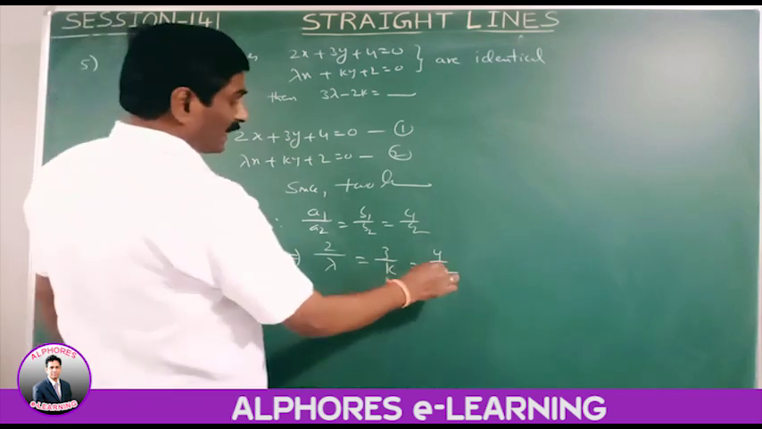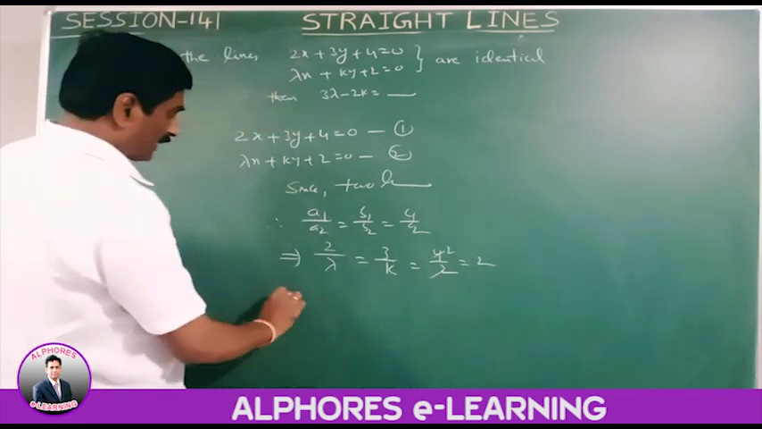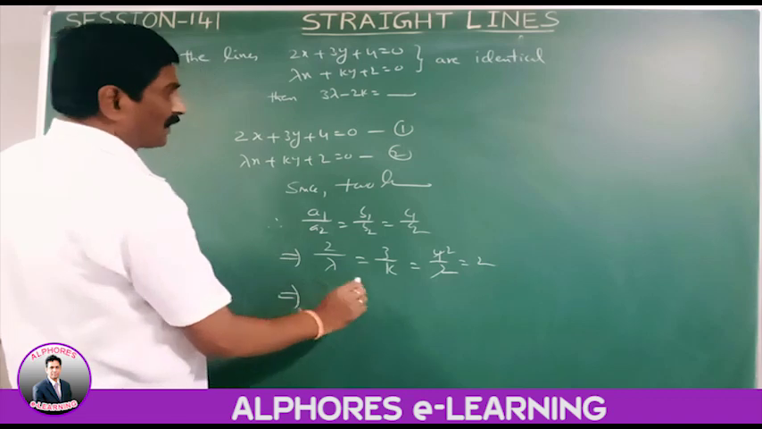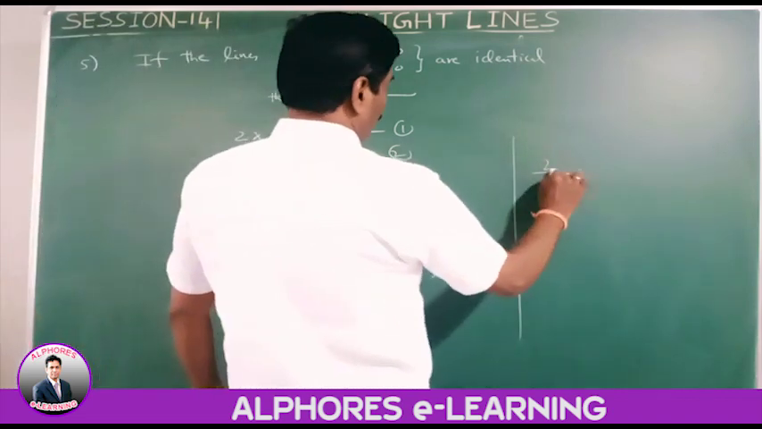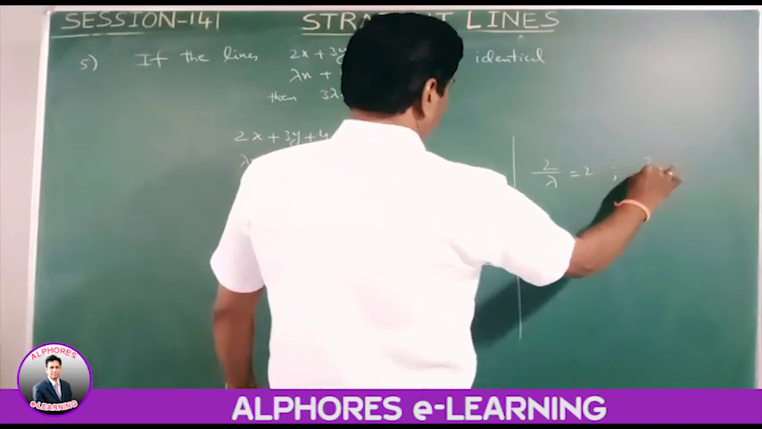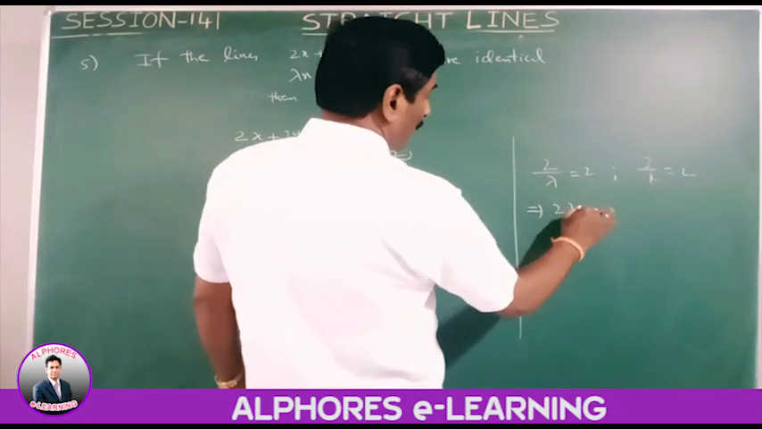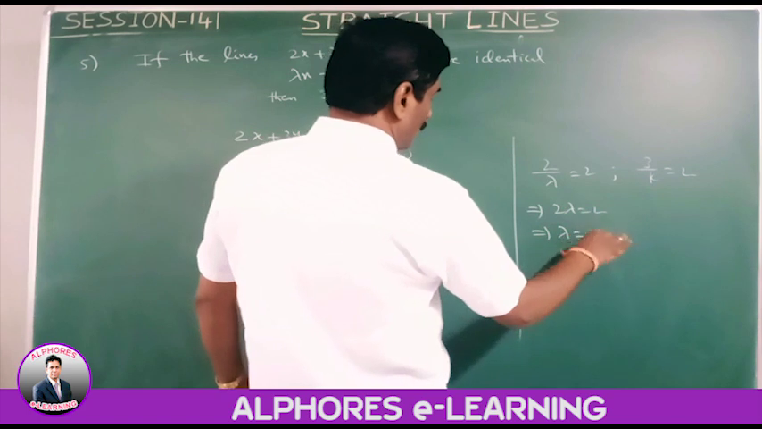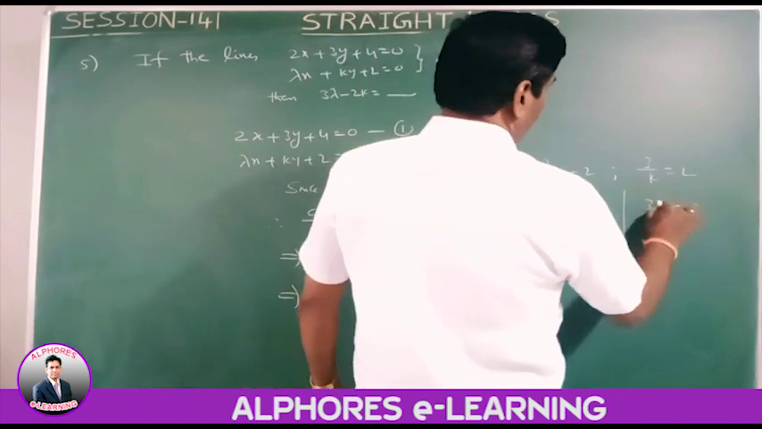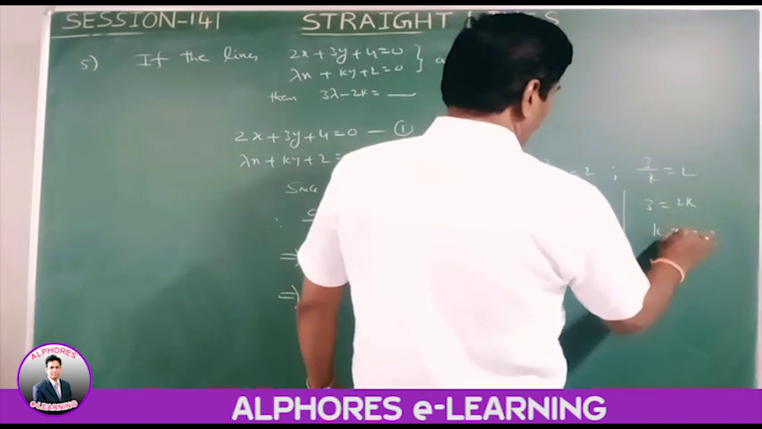4 by 2, the 2 cancels, that is equal to 2. That means 2 by lambda is equal to 2, and 3 by k is equal to 2. What is the value of lambda? 2 lambda is equal to 2, that means lambda is equal to 1. Here 3 is equal to 2k, that means k is equal to 3 by 2.